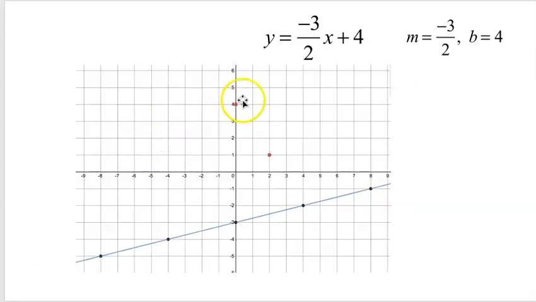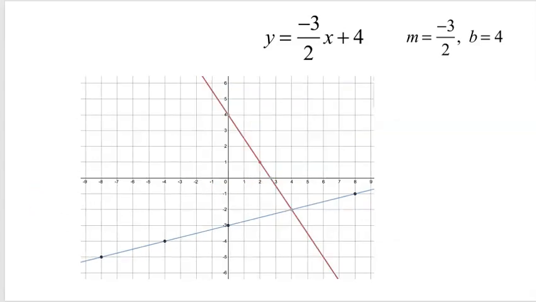So there's the first point, y-intercept at 4, and there's rise negative 3, run 2. When we connect those up, this is what we get. The solution to this system will be the point of intersection. What does it appear to be? It appears to be right here with an x of 4 and a y of negative 2.